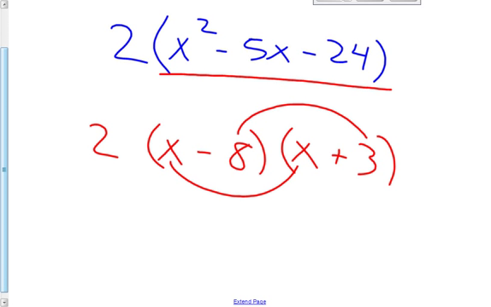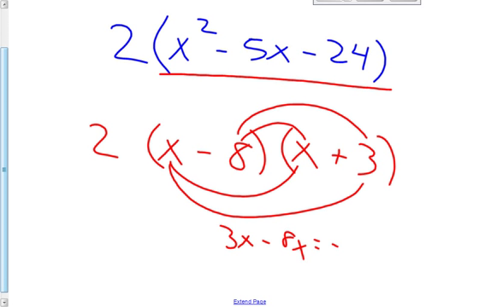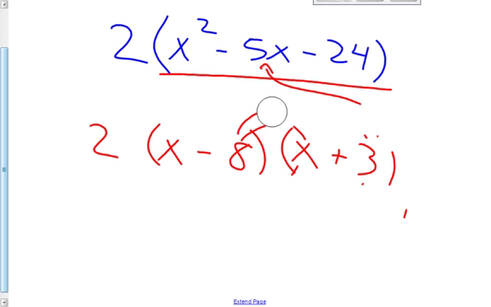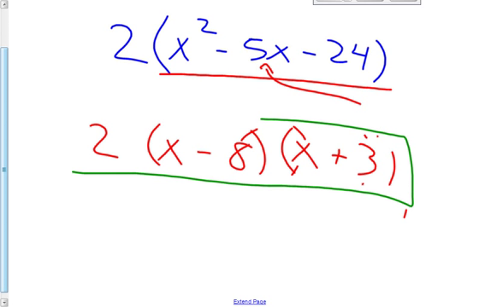Which if we have our outside, x times 3 is a positive 3x, and inside, a negative 8 times x is a negative 8x. So 3x minus 8x does give me the negative 5x that I need right here. So I know that my answer is 2 multiplied by the quantity x minus 8 times the quantity x plus 3.